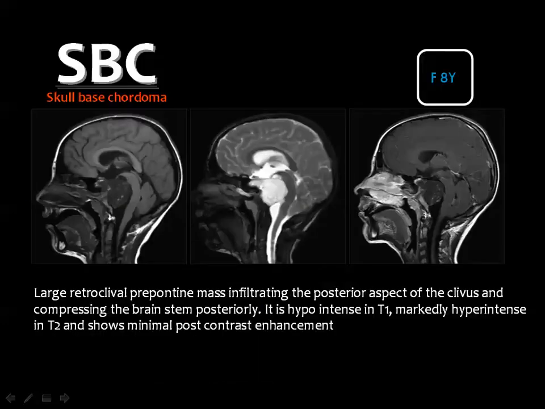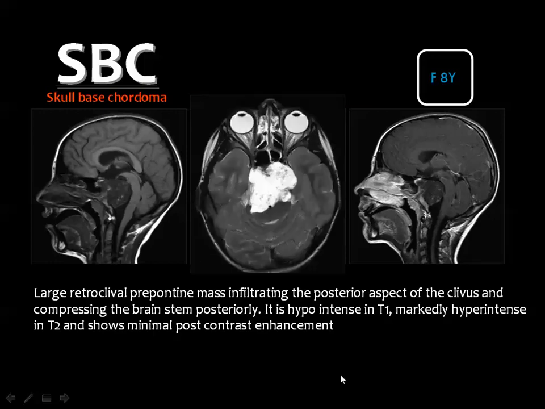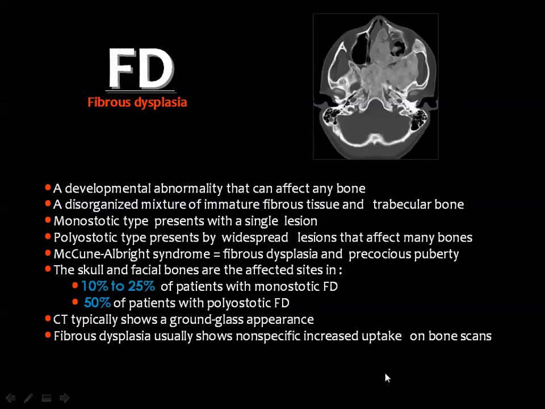This is a skull base chordoma, which appears of intermediate or dark signal in the T1, very bright signal in the T2 weighted image, and it does not show significant enhancement in the post-contrast image. This is the axial T2 weighted image showing the very bright signal of the chordoma.